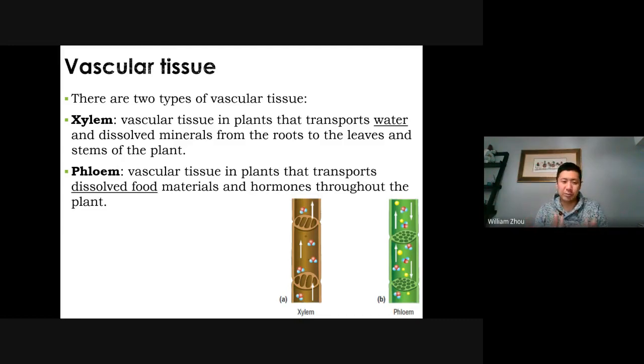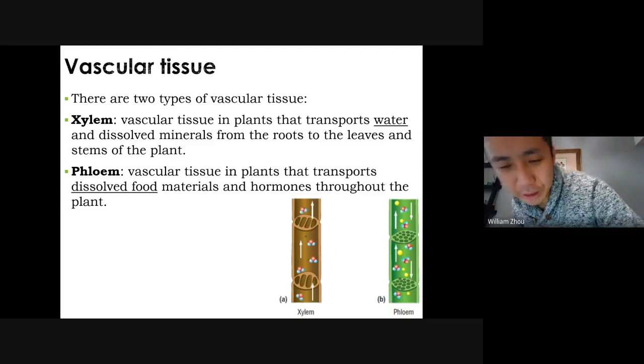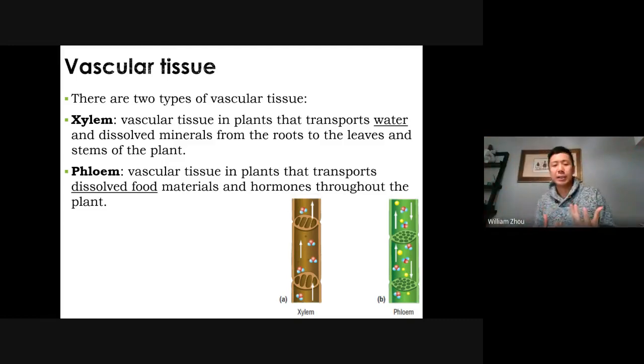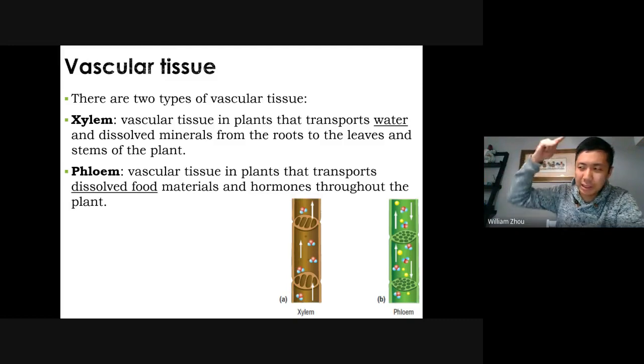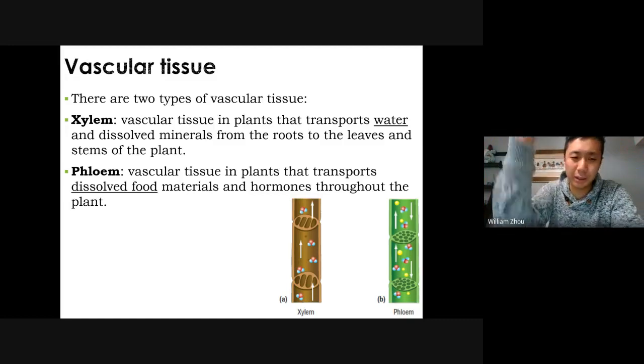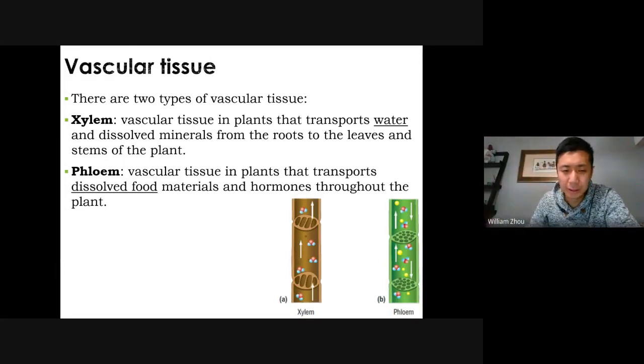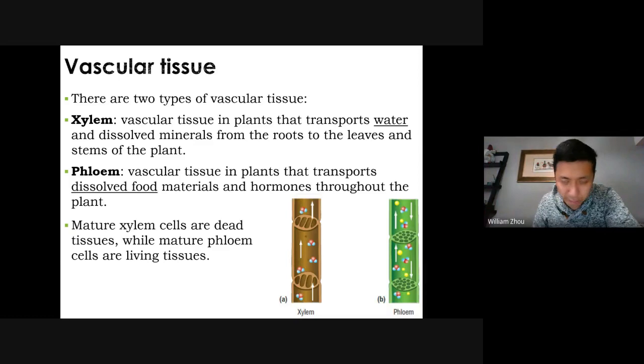Plants have two different types of vascular tissue. The xylem, what do they do? They transport water and dissolved minerals like calcium, sodium, magnesium. So if you're dissolved in water, plants will suck it up and pass it through the xylem. The xylem only goes up because water is in the soil. If you're at the tip of the plant, you need that water. Water goes up. That's the xylem. And by the way, xylem cells, they are dead. They don't need to be alive. They're just a tube.